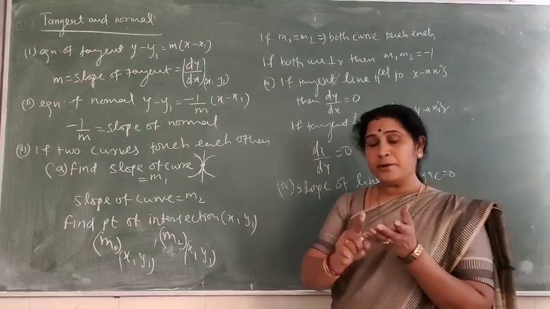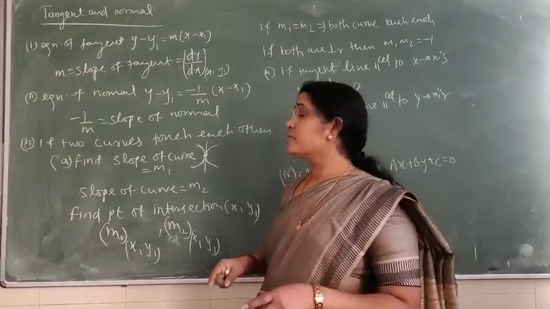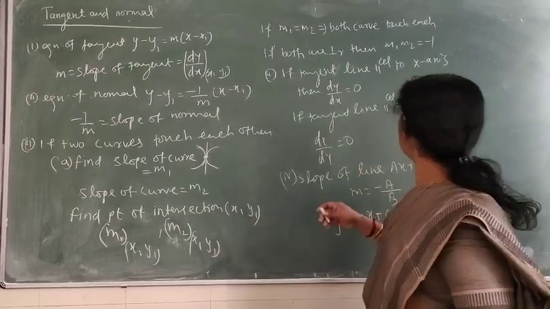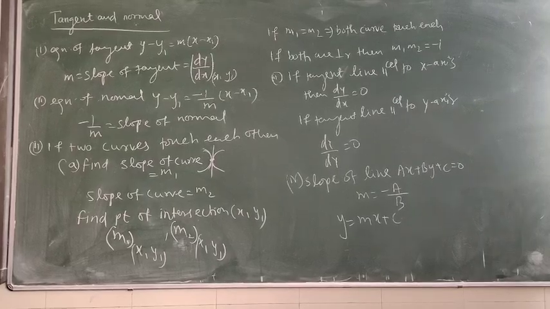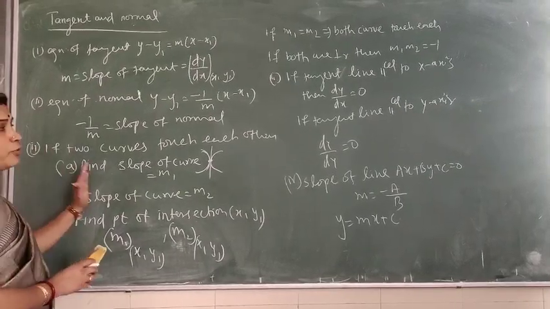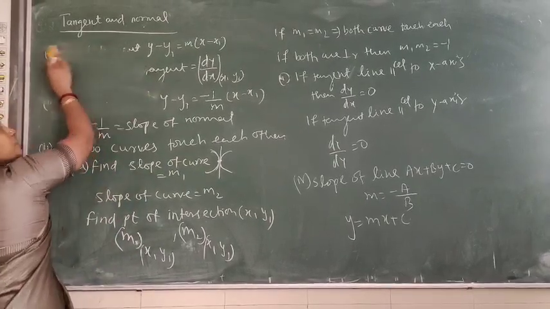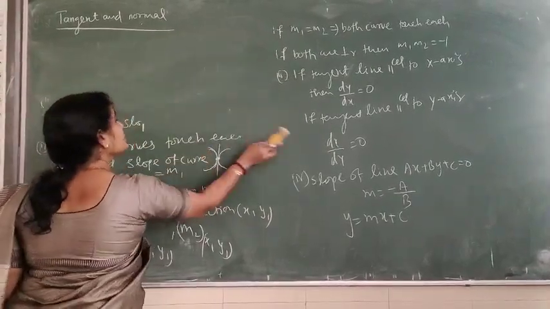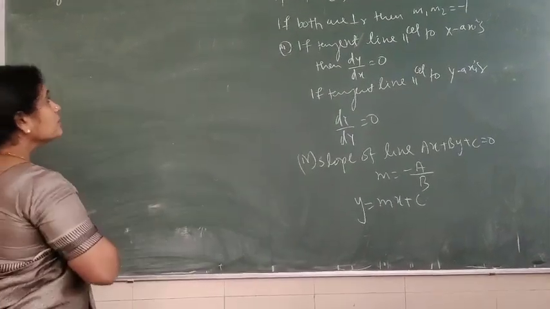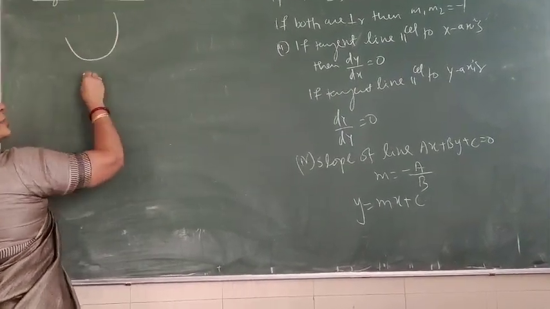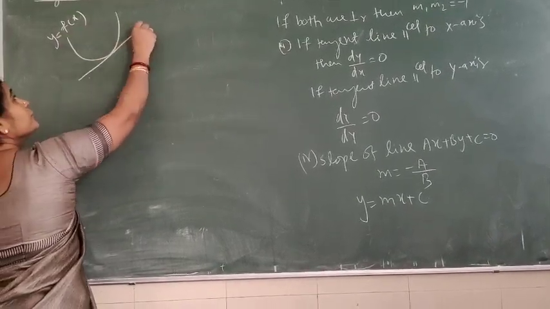See, if they say the normal is parallel to any line, let me draw the diagram. These types of questions they will definitely ask. Are you clear on all these things? Just to revise all concepts. Now suppose the question comes like this: this is one curve given, y equal to f of x. Now this is the tangent line.